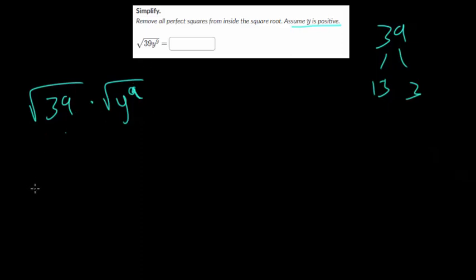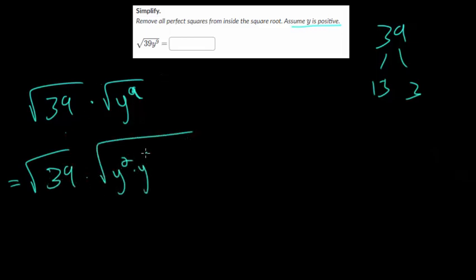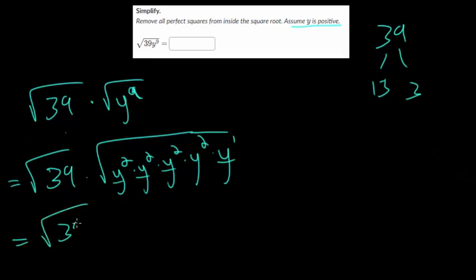Now y to the 9th, we can simplify that. So let me just rewrite this. Root 39 times, we have y squared times y squared times y squared times y squared times y. So I just wrote this out as a product of a bunch of y squared terms together, and then you have that remaining one. But if you count them, notice that you still have 9 y's. And so we can simplify this, root 39.